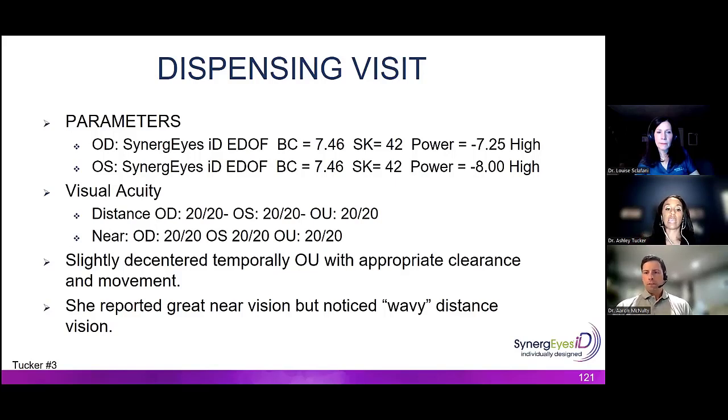The lenses were slightly decentered temporally, both eyes, but there was appropriate clearance and movement. The patient loved her near vision, reported great near vision, but noticed like a wave in her distance vision. So for those of us that fit other types of myopia management lenses, we know that the distance vision can be distorted because of the dual focus or because of the EDOF or whatever we're fitting. So that wasn't surprising to me.